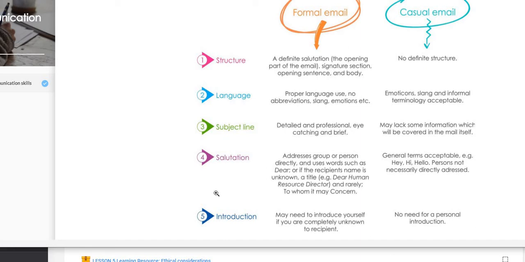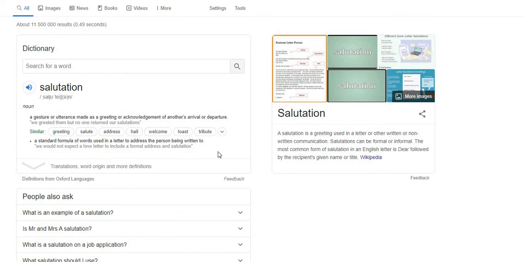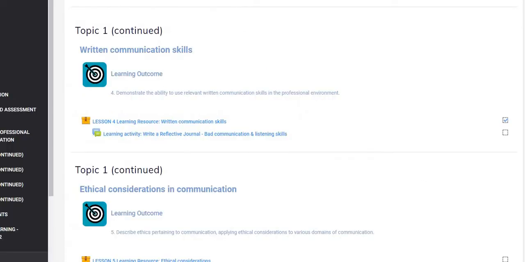Now, what is a salutation? The word is wrong there. I don't know. I'll have to go and Google this. Oh, shucks. Now I missed it. Let's quickly see if I can Google salutation for us. There it is. A standard formula of words used in a letter to address the person being written to. So it's a greeting, a salute, an address, like in the army. You see it in the movie style. Okay. Where are we? Let's go back.